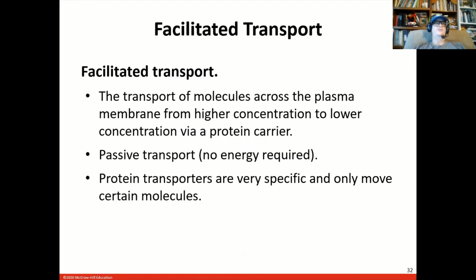Facilitated transport is transport that has facilitation, that has help. So molecules being helped across. It says here, transport from higher concentration to lower. In other words, this is still passive. This still doesn't require the cell to spend any energy to move things. Nothing's being pumped. And as you know, it says here, the transporters are very specific, only move certain molecules. That's based on the shape and size and charge of the hole that things are moving through.